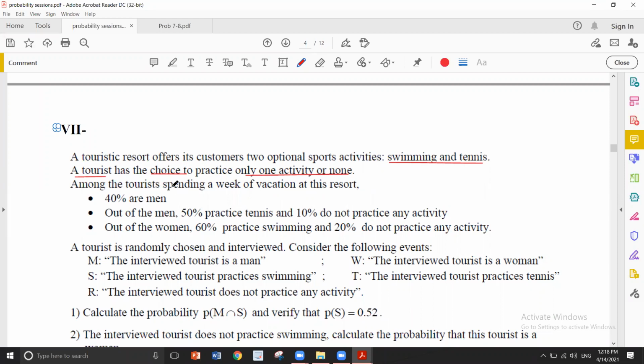Among the tourists spending a week of a vacation at this resort, 40% are men. Out of the men, 50% practice tennis, 10% do not practice any activity. Out of the women, 60% practice swimming and 20% do not practice any activity.